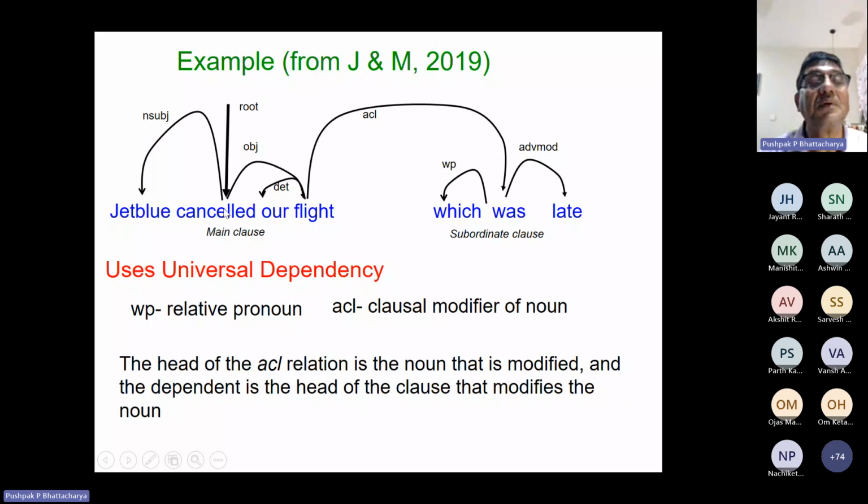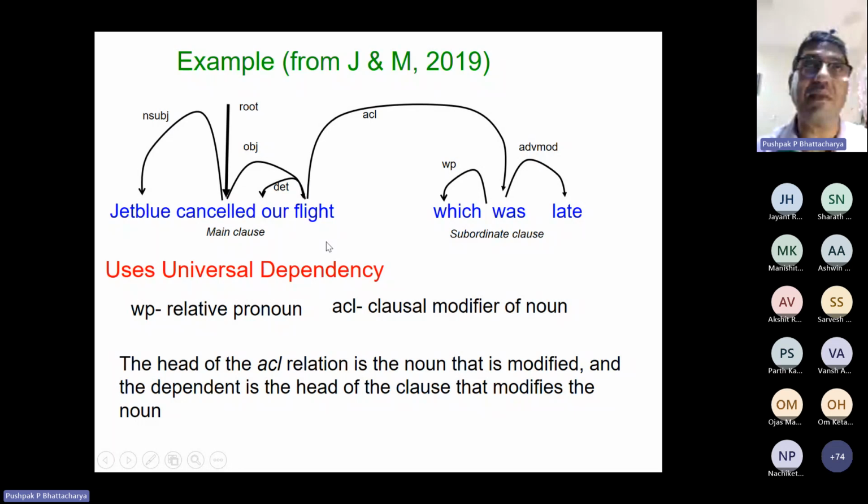Okay. So between cancelled and JetBlue, there is no intervening word. So the path from head to modifier exists there, and there is no other word in between. Okay. Cancelled our flight. Now cancelled and flight again have a head modifier relation. Cancelled is the head, flight is the modifier. What was cancelled? Flight. Here is the situation of an intervening word. You see the head word and the modifier word are not adjacent. There is another word between them, which is our. Cancelled our flight. It could have been cancelled the flight also. So between head and modifier, we have another word.